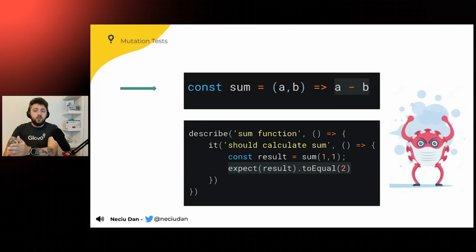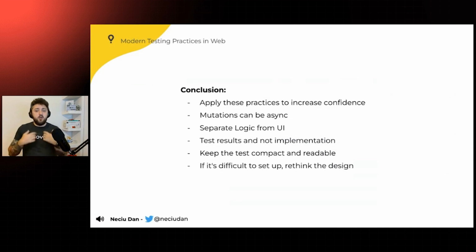It's going to mutate it to be a minus b instead of plus, and then the function is going to fail as expected because the result is not going to be equal. Then the mutation is killed and it goes forward with another unit test. So apply these practices to increase confidence.